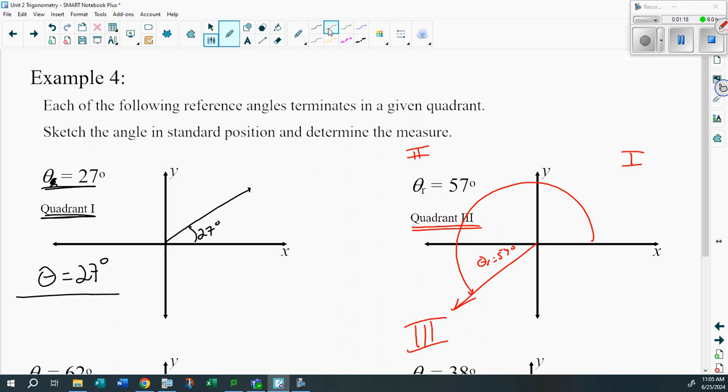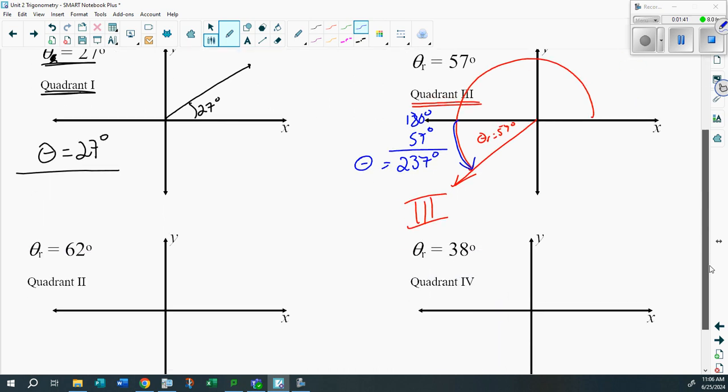So what does that mean? Oh, simple. That means I'm past the 180 degree mark. By how much? I passed the 180 degree mark by 57 degrees. So all I have to do is add 57 degrees to that. When I add 57 degrees to that, that gives me 237 degrees. There's my theta in standard position. Get it? I hope so. Here we go. Let's try another one. Maybe this will help you clear it up too.